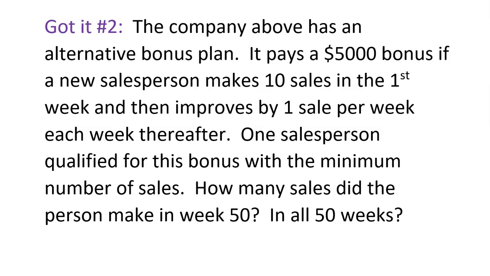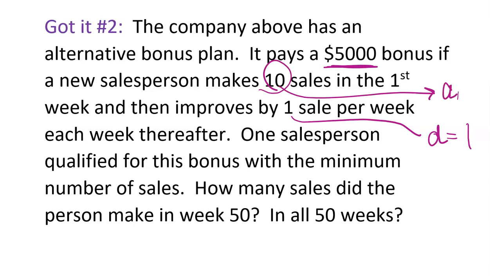The company above has an alternative bonus plan. It pays $5,000. Remember, even though they tell you what this income is, it's not really necessary in the question. If a new salesperson makes 10 sales in the first week, and then improves by 1 sale per week each week after, so this is your common difference, that would be 1. This would be your first sale or your first term. And one salesperson qualified for this bonus with the minimum number of sales. Week 50 would be your last term.